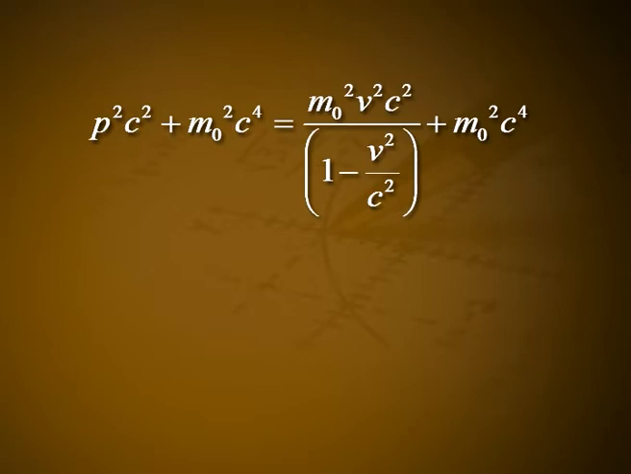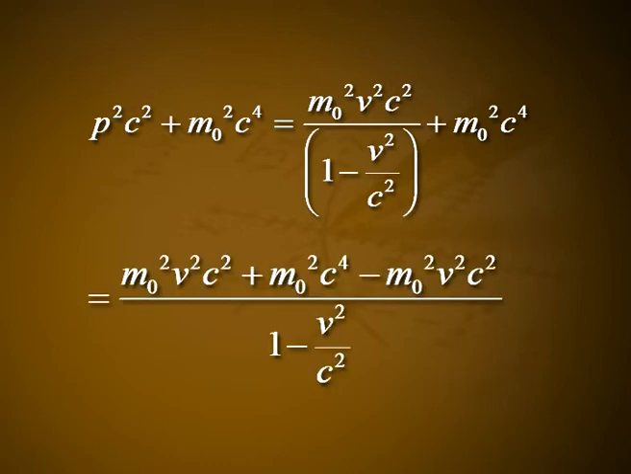p²c² + m₀²c⁴ = m₀²v²/(1 − v²/c²) · c² + m₀²c⁴, which is equal to (m₀²v²c² + m₀²c⁴ − m₀²v²c²)/(1 − v²/c²), which is equal to m₀²c⁴/(1 − v²/c²), which is equal to E². Therefore, E² = p²c² + m₀²c⁴, or E = √(p²c² + m₀²c⁴).